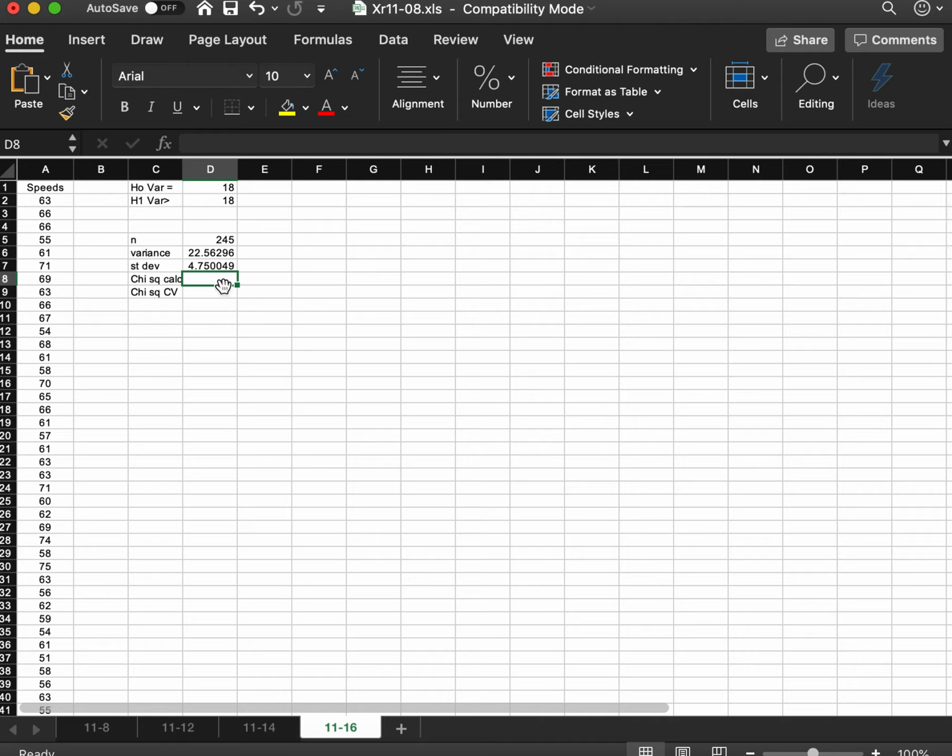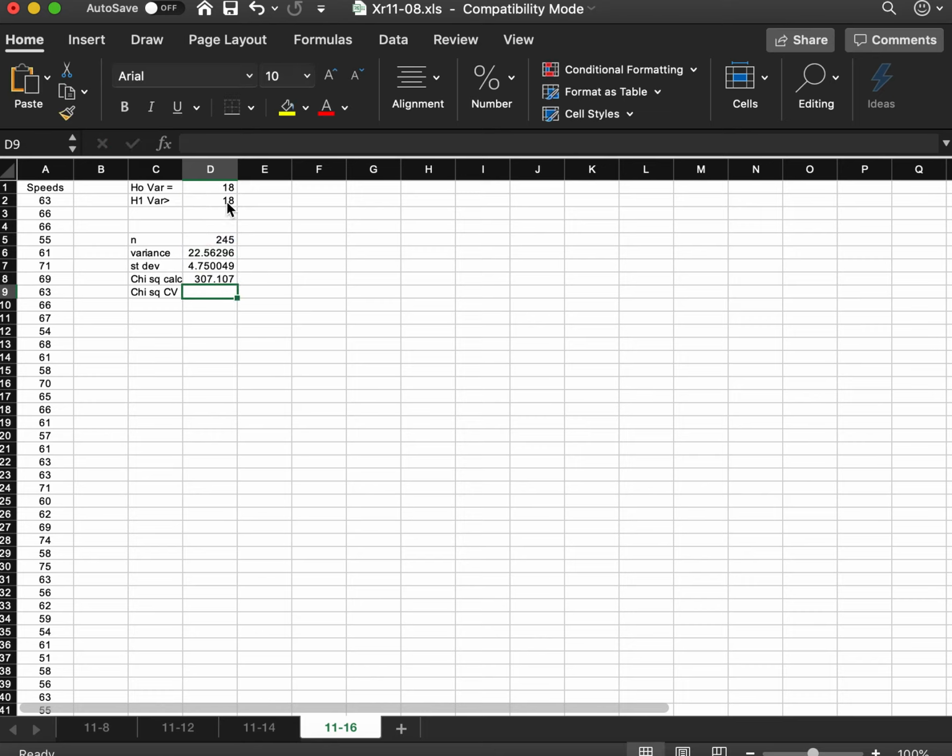Now for our chi-squared value. This is how you calculate it. It's your n multiplied by your variance that you calculated. So just put parentheses, variance you calculated in your sample, divided by the variance from your alternative hypothesis. You should get 307. So this is your calculated value.